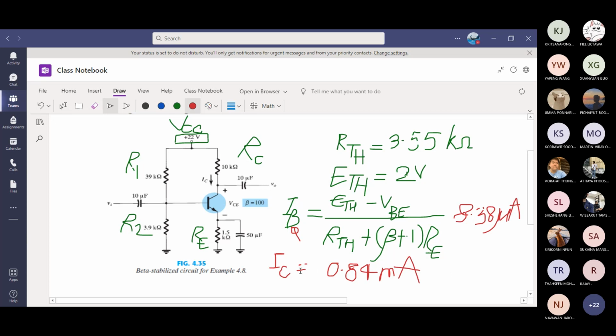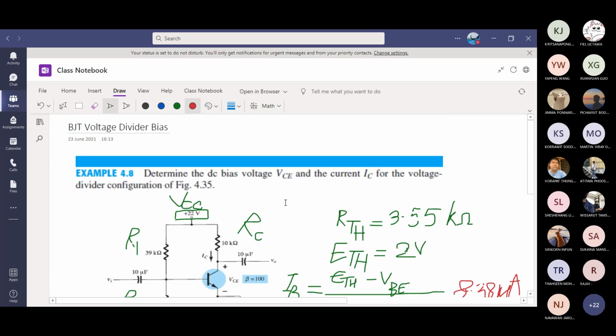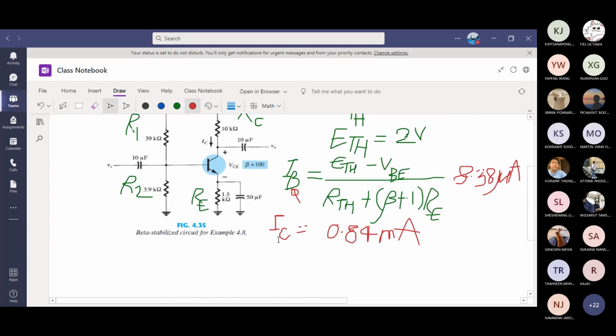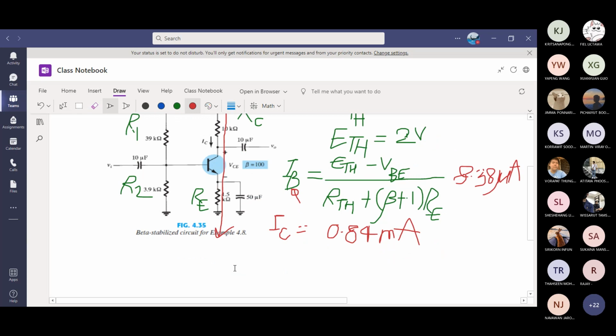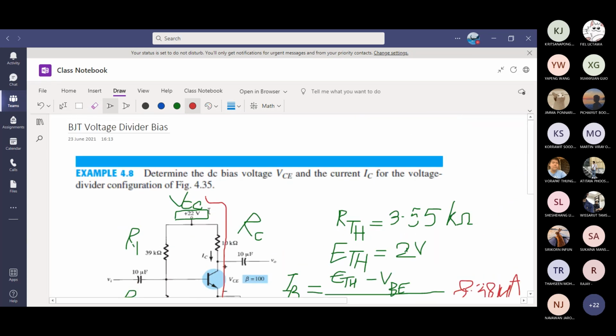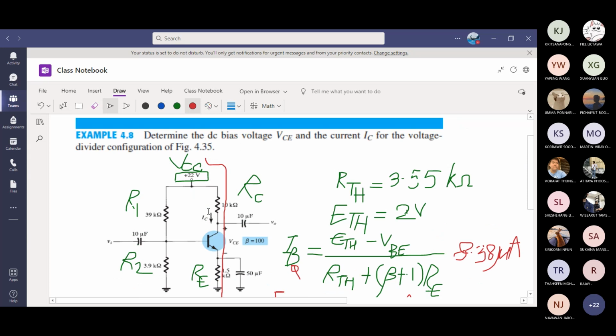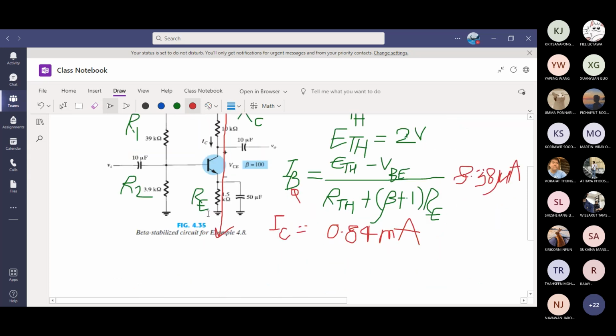Well, then, what is the other one being asked? VCE. VCE is very straightforward. Again, let me draw the loop. VCC minus ICRC minus VCE minus ICRE equals 0. Therefore, VCE is VCC minus IC times, you add RE and RC in the bracket.